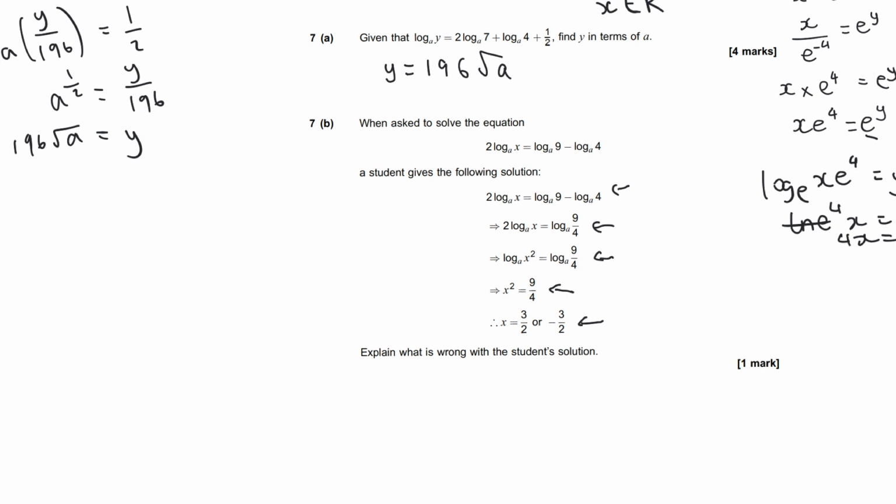However, if we look here where they've got 3 over 2 and minus 3 over 2, you cannot have a negative x value for logarithms. So the answer would just be 3 over 2.